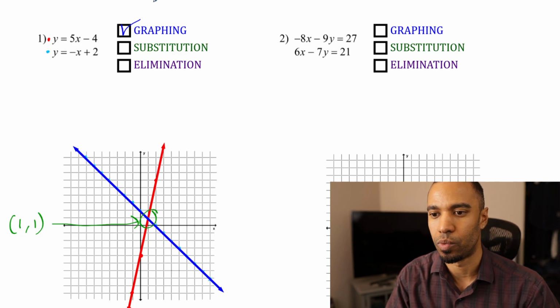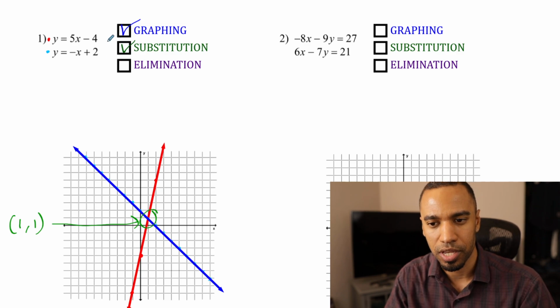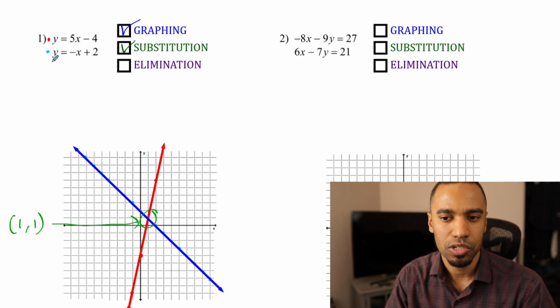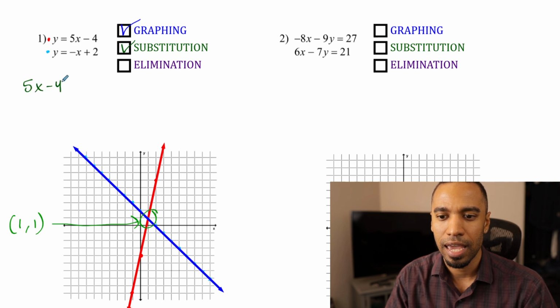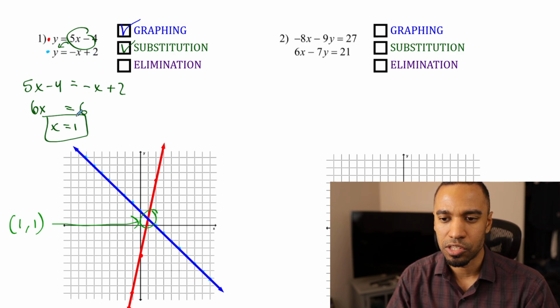The other way that I want to solve this one is using substitution. I'm not going to use elimination for this one because I'm not in standard form and it's not ready. This is close to elimination, but with substitution, I might as well just be better off. I can substitute 5x minus 4 in for y in this equation right here, and I can solve for x by adding x to both sides, adding 4 to both sides, and then I get x equals 1. Now that I have x equals 1, I can substitute it into either equation. I'll use the top one.